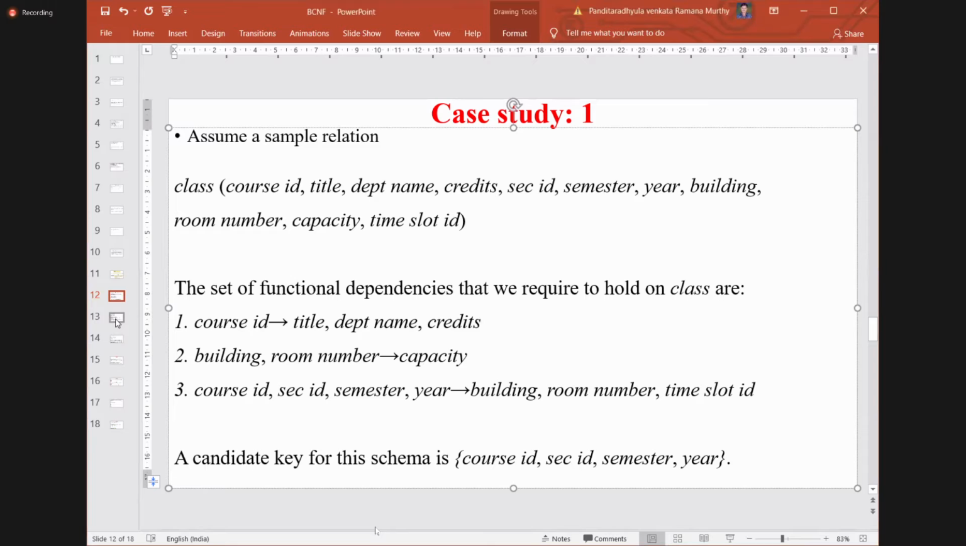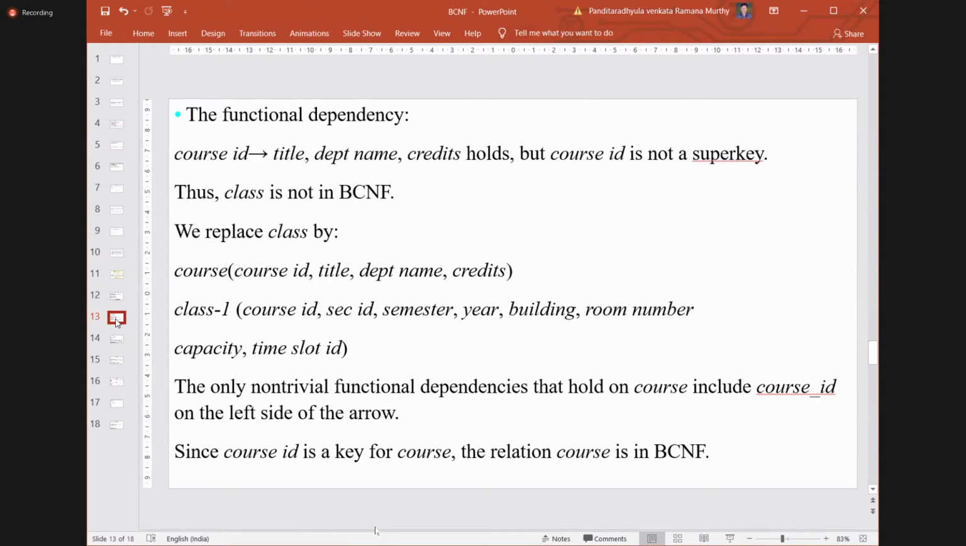Now we need to check the conditions required for BCNF. Right. So when we come to the table, the functional dependencies, we will take the first functional dependency, course ID. If you know the course ID, we are getting the title, department name, credits. But can course ID be declared as a super key in the class table or not?